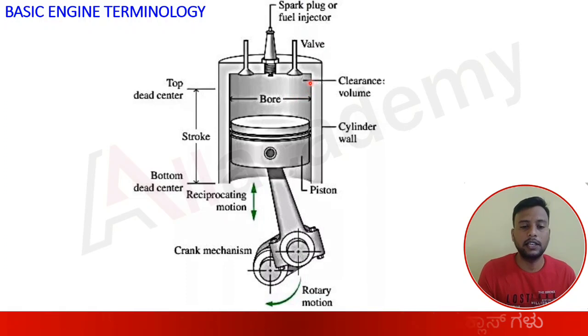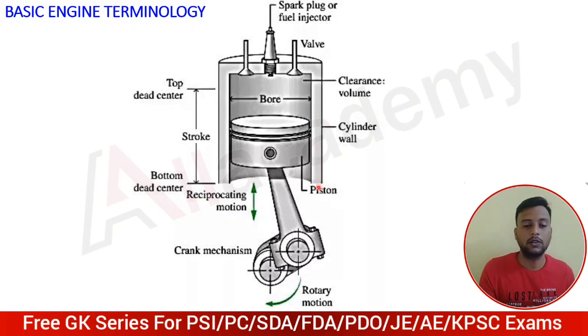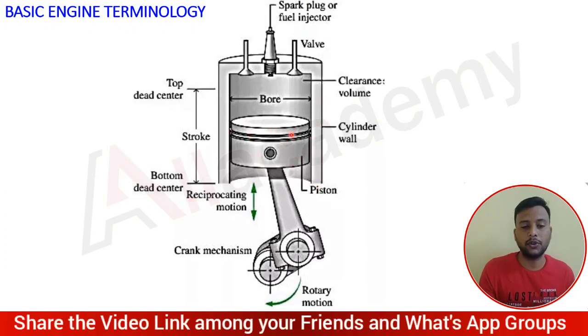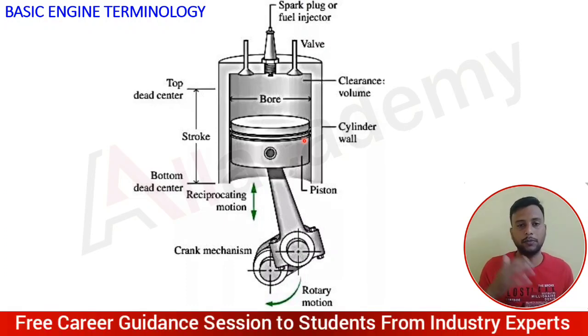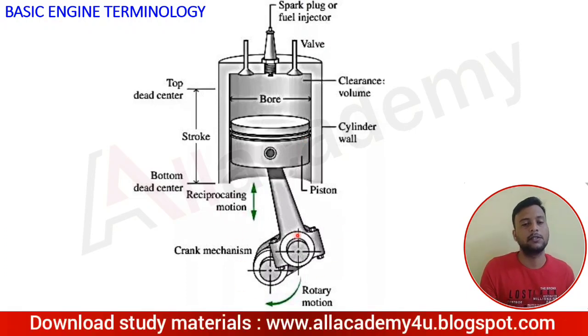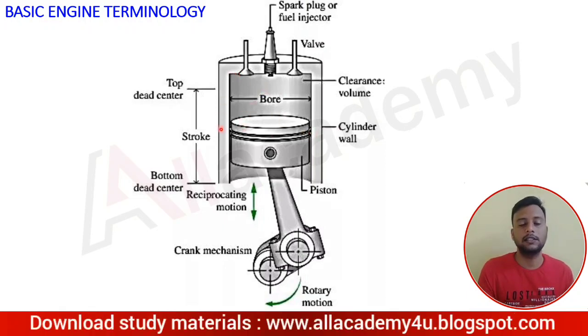Understood? The next one is the clearance volume. Here you can see the minimum volume that is left out, known as the clearance volume. And this is the stroke length, where the piston travels from top dead center to bottom dead center. Then this is the cylinder wall, and this is the piston. The two grooves you are observing here are kept for the piston rings. The piston rings help us avoid leakage of the air-fuel mixture or the combustion gases entering the lower case, making a complete tight seal between the piston and the cylinder wall.